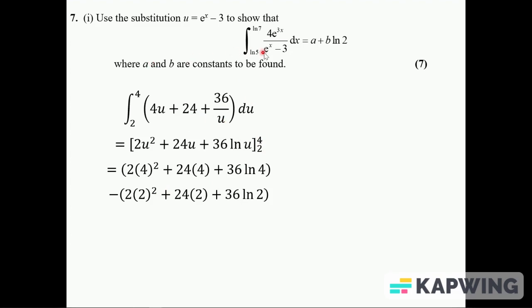It wants an exact value, so I'm going to have to do the numbers and the ln separately. I've got 2 16s minus 2 4s here. That's 24, and then I've got another 3 24s here. So I've got 72 with the numbers, and this, well, it's 36 ln 4 take away 36 ln 2, which I could write as 36 (ln 4 minus ln 2) in a bracket, and that just gives me 36 ln 2, because I've just divided the 4 by the 2.